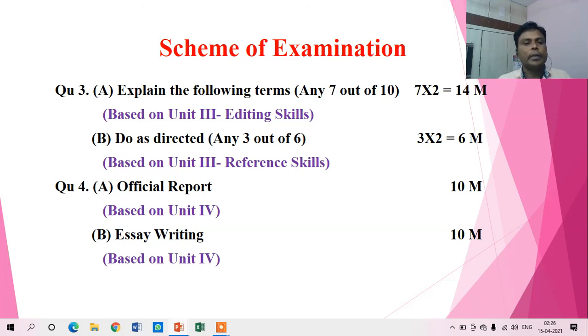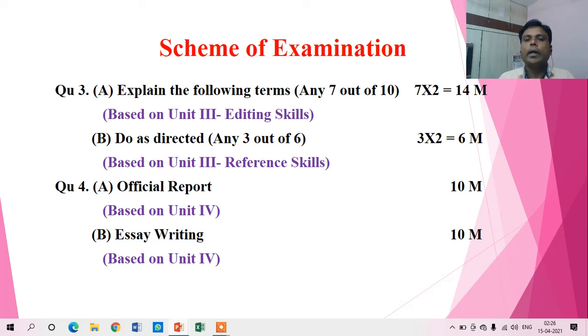And the last and final question of our syllabus, question number 4A, is based on official report. Again, there is internal choice. You have to write any one question based on official report. In the same way, question number 4B is essay writing. There will be 4 different subjects, out of which you have to write an essay in more than 200 words on any one. Again, this question will carry 10 marks.